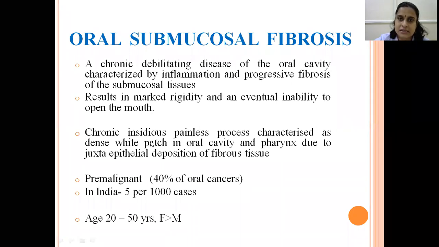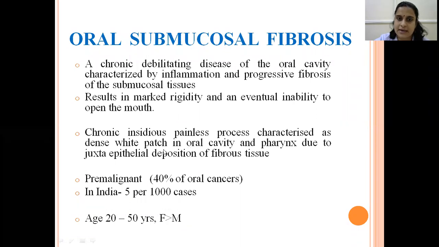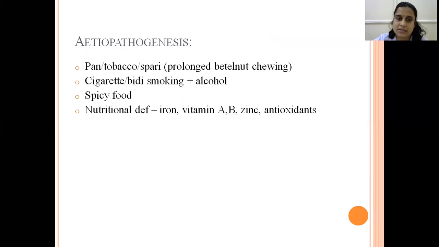Initially, it is an insidious chronic process which is characterized by dense white patches in the oral cavity and also in the pharynx. There is juxtaepithelial deposition of fibrous tissue. Now, this is also a premalignant condition. It accounts for almost 40% of all the oral cancers in India, and oral submucosal fibrosis is as much as 5 for every 1,000 cases. It is seen in middle-aged people, more commonly in females.